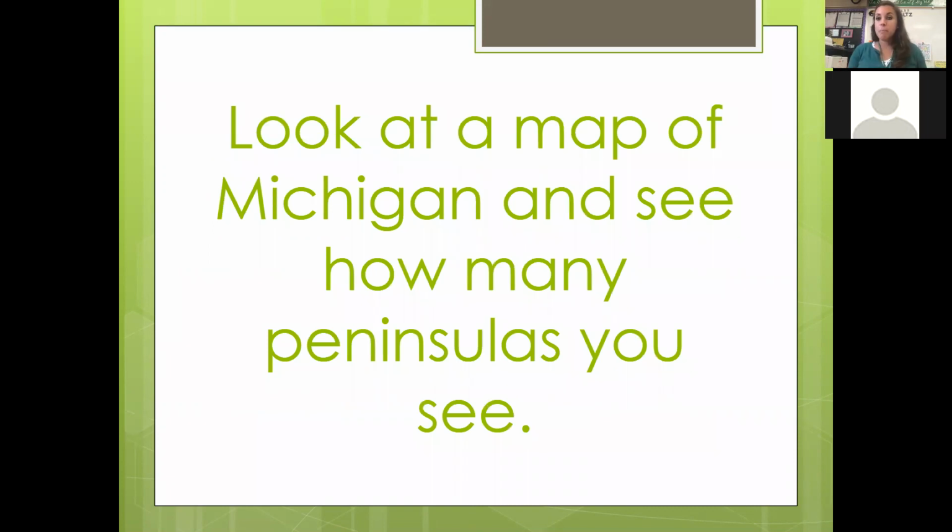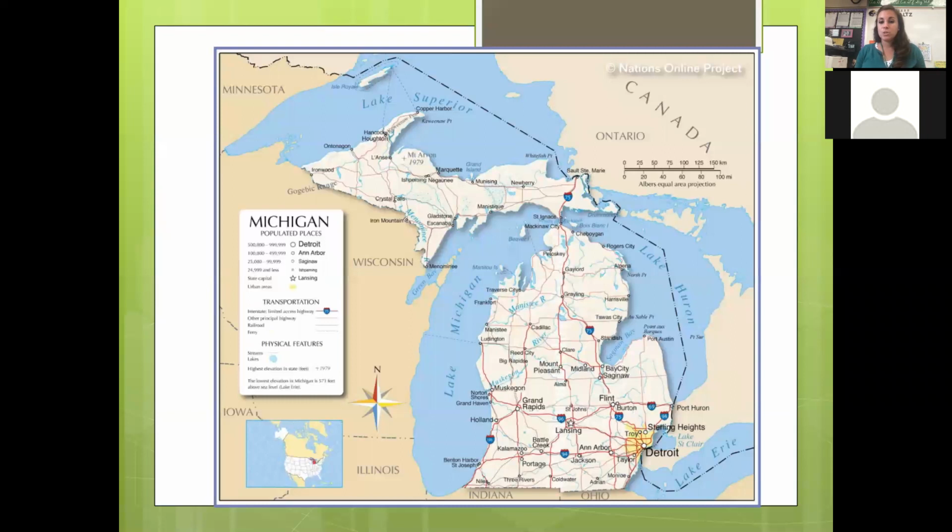All right, you're about to look at a map of Michigan. And I want us to remember what a peninsula is. A peninsula is land where there is water on 3 sides, and then the other side has land. So we're going to take a look and see how many peninsulas does Michigan have. So here's our map. So take a minute and think to ourselves, how many peninsulas do we see?